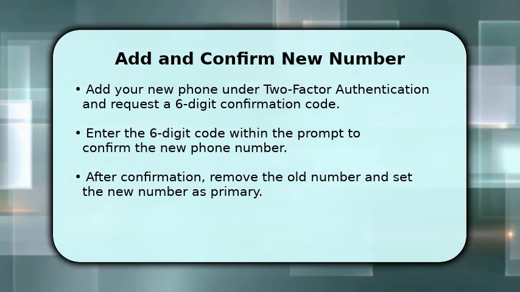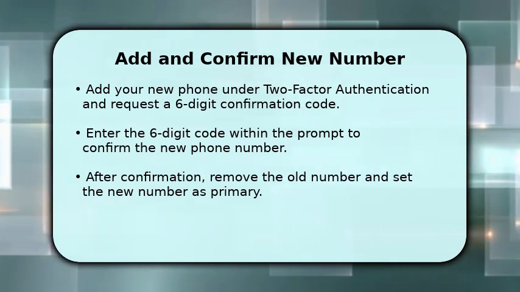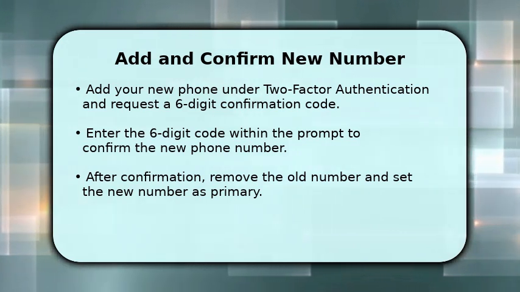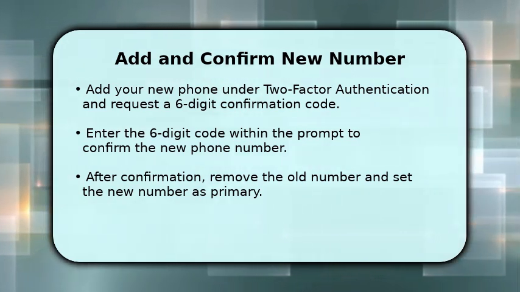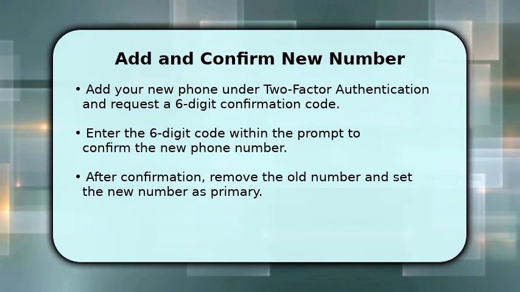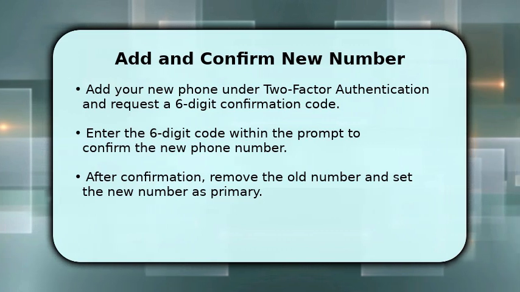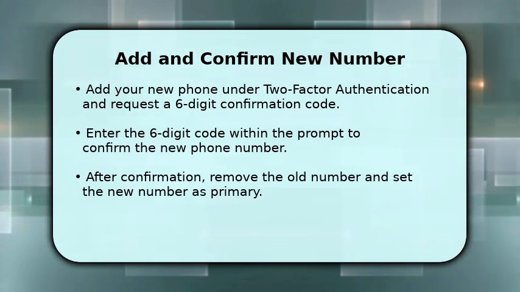After successful verification, you can remove the old number from your account and set the new number as the primary two-step contact. Facebook applies changes immediately, so test a login to confirm the new number. After updating your phone number, save recovery codes by downloading or printing them for safekeeping.